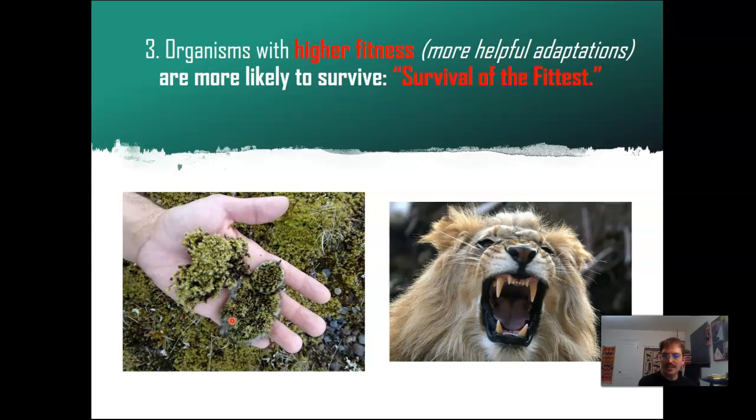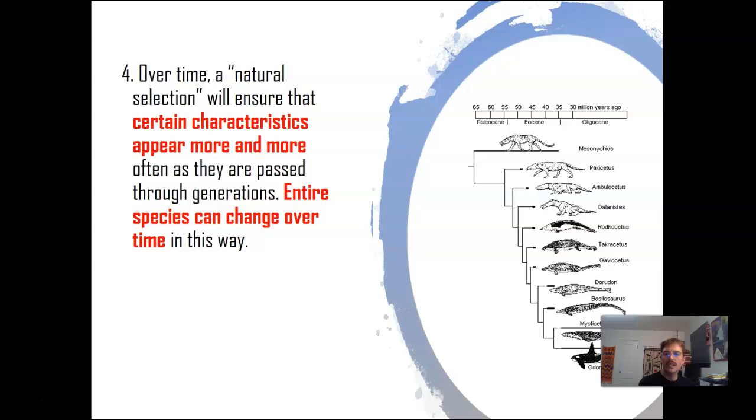So you can see this is actually a bird that blends in perfectly with the camouflage at birth. And what are the lion's adaptations? Well, yeah, sharp teeth, coloration, excellent eyesight at night. And over time, natural selection will ensure that certain characteristics appear more and more often as they are passed through generations. Entire species can change over time in this way. So you can see the killer whales. They used to look like a tiger over here. Look at that, how much it's changed over millions of years.